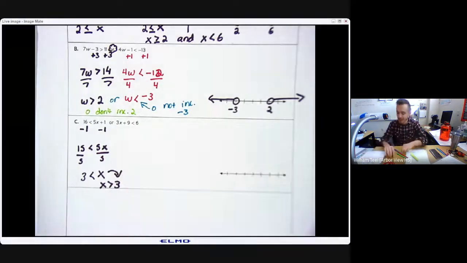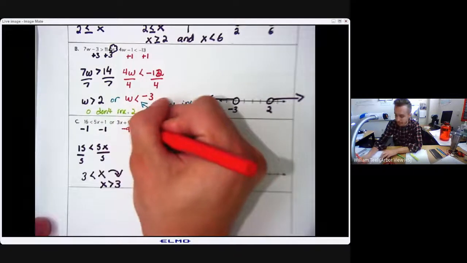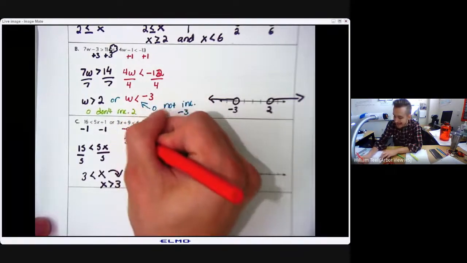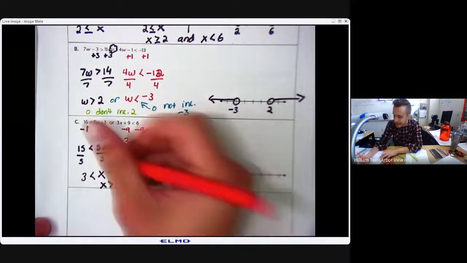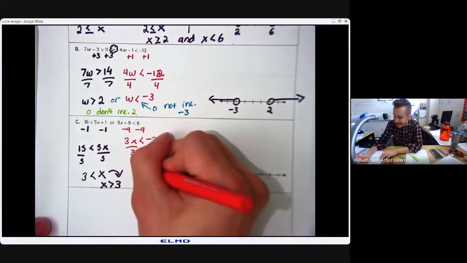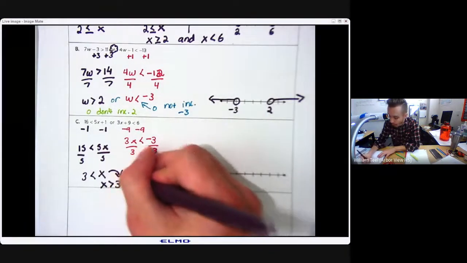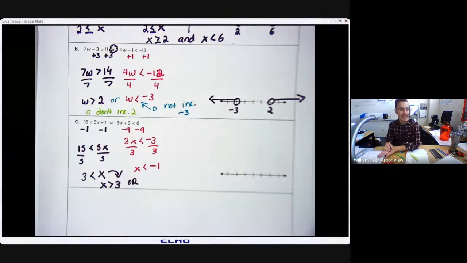I would actually prefer to have it written the second way. Then for the second inequality, I'm going to subtract 9 from both sides. Now I have 3x is less than -3. Divide both sides by 3. And I have x is less than -1. So my two inequalities are x is greater than 3 or x is less than -1.